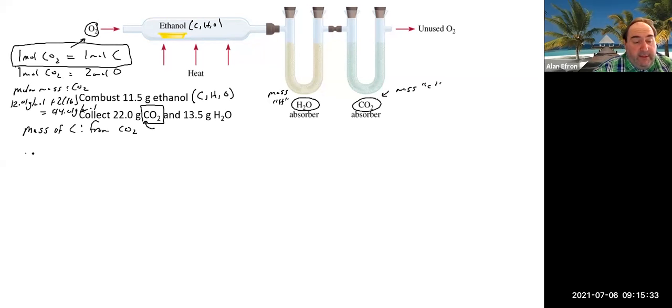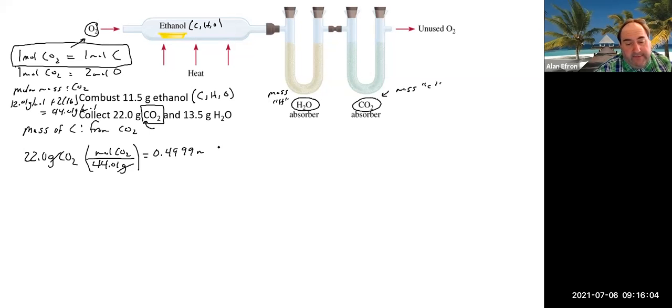So starting with our 22 grams of CO2 that was collected, we could use the molar mass from the periodic table, which again is 44.01 grams per mole of CO2. Grams will cancel out. And this will give us our moles of CO2, which in this case is going to be, we'll call it 0.4999 moles of CO2. Again, here we are not interested in CO2 as a whole. We're interested in just the carbon part of it.